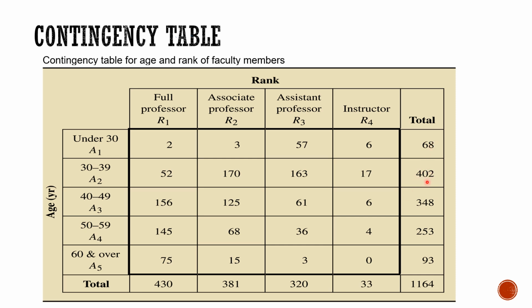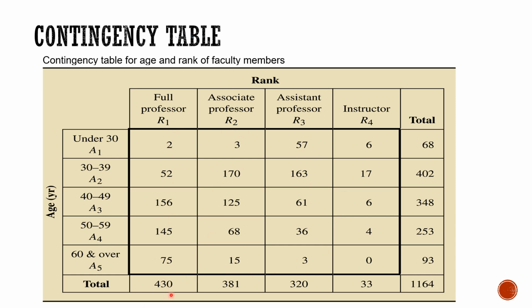402 is the total of all those in the age group 30 to 39. 253 is the sum total of all those in the age group 50 to 59, irrespective of their rank. It doesn't matter whether the individual is a full professor or associate professor, whatever the rank is. It just gives us the total of everybody who is in that age group. The totals in the last row represent the column totals.